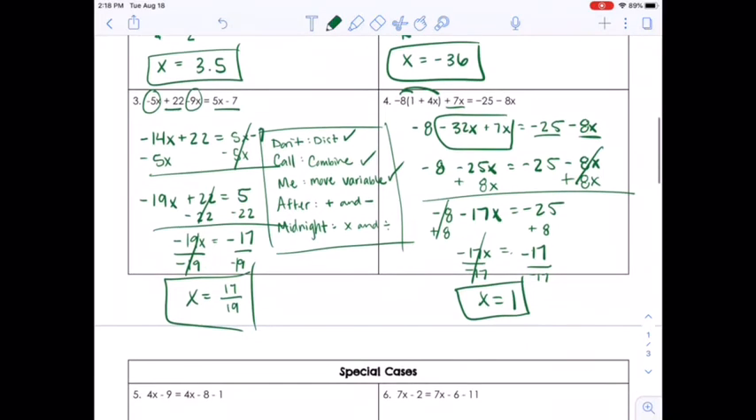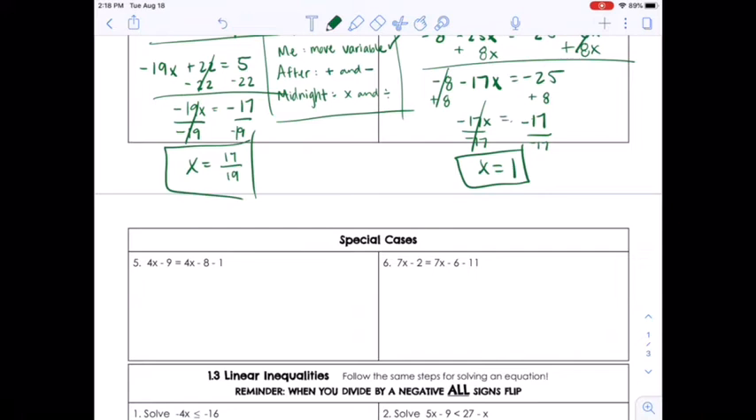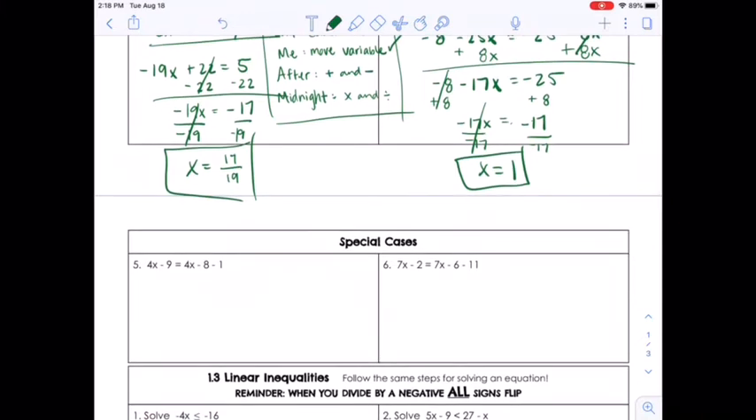Two more for this section, guys. These are some special cases. So we're going to follow the same steps that we did. Here there's no distributing, but we can combine some like terms. So we get 4x minus 9 equals 4x, and then if you combine negative 8 and negative 1, we get minus 9. You're already going to start to notice that those are equal, right? But if you must keep working, if that's going to drive you crazy, you can.